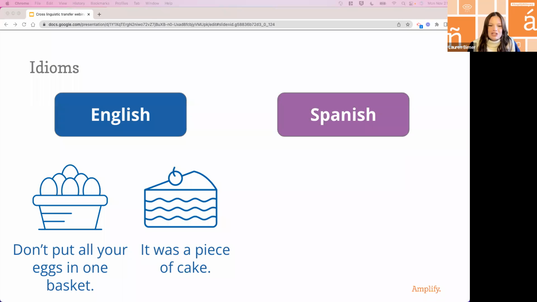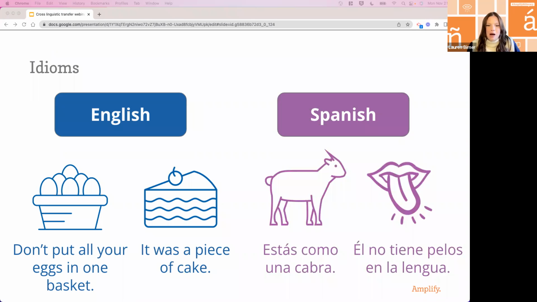Spanish has just as many idiomatic phrases like estás como una cabra, which literally translated would be you're acting like a goat, right? And that's not an idiom in English, but what it means is that you're being a little crazy. Another one is él no tiene pelos en la lengua, which is literally he doesn't have hairs on his tongue, or he tells it like it is. And so many of these phrases have a similar counterpart in the other language, and this is a really fun way to explore expressions with students that help to promote fluency in both languages.